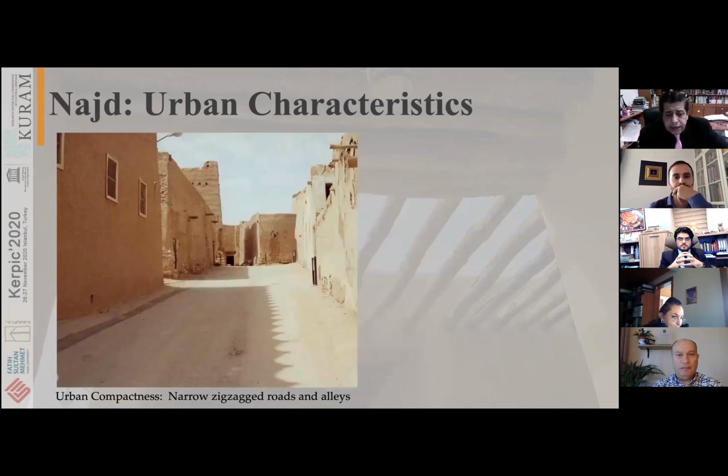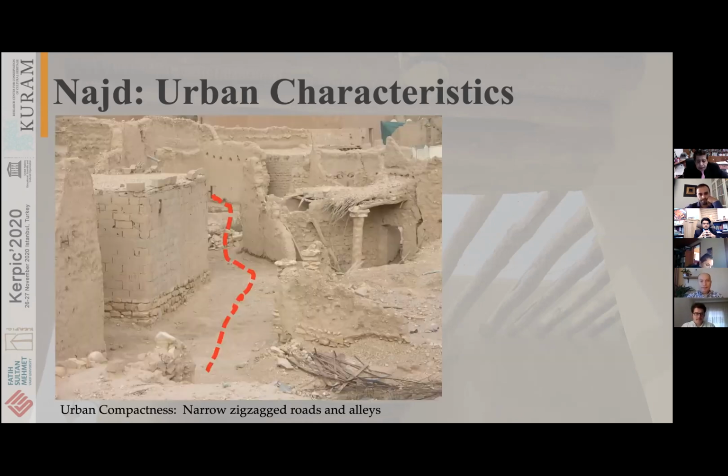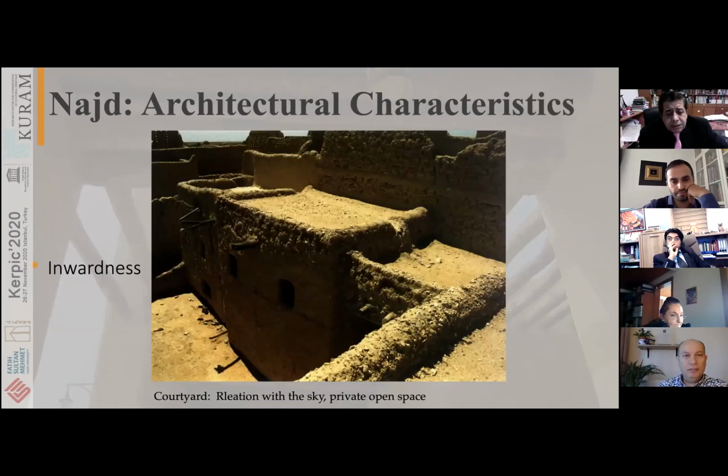This is Daraya in the past. Now Daraya has changed a little bit, but it is still holding its urban heritage, with narrow zigzag roads and alleys as a feature of the urban compactness of Najdi settlements.